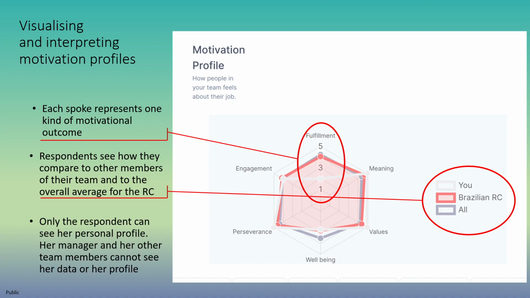Now, only you can see you. So only you can see your light gray line that represents your survey results. When you register on the Moti website and you have actually given a password, you use the password, and only you can see these results.